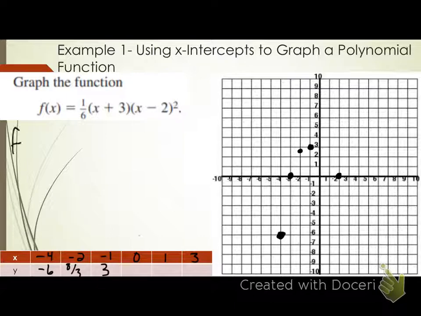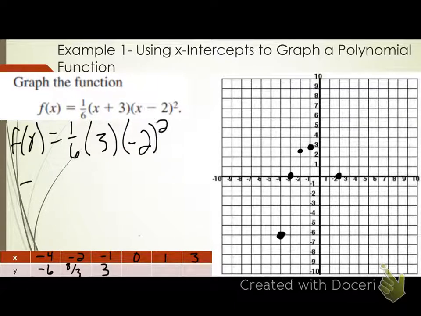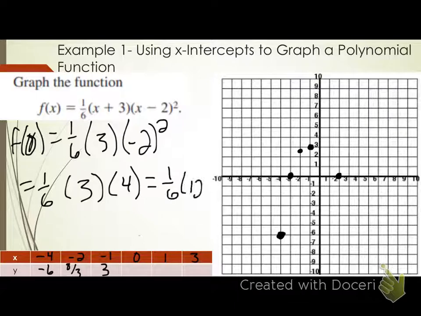If I plug in 0, 0 plus 3 is 3. 0 minus 2 is negative 2. Negative 2 squared is 4. 3 times 4 is 12. 1/6 times 12 is 2. So I get (0, 2).